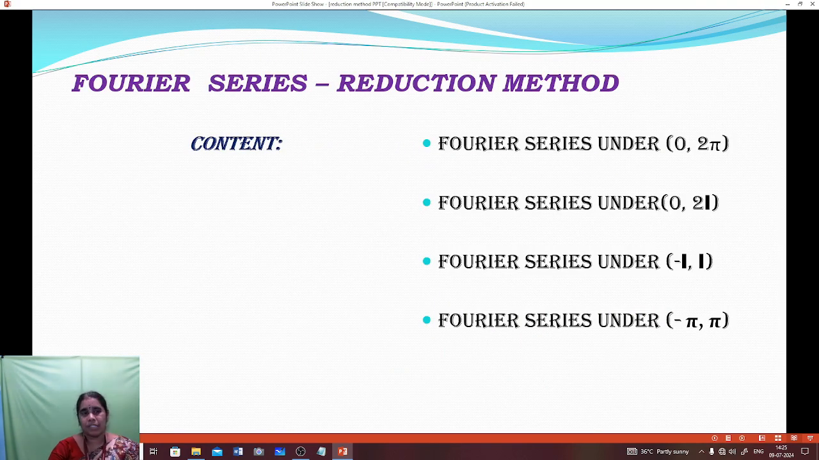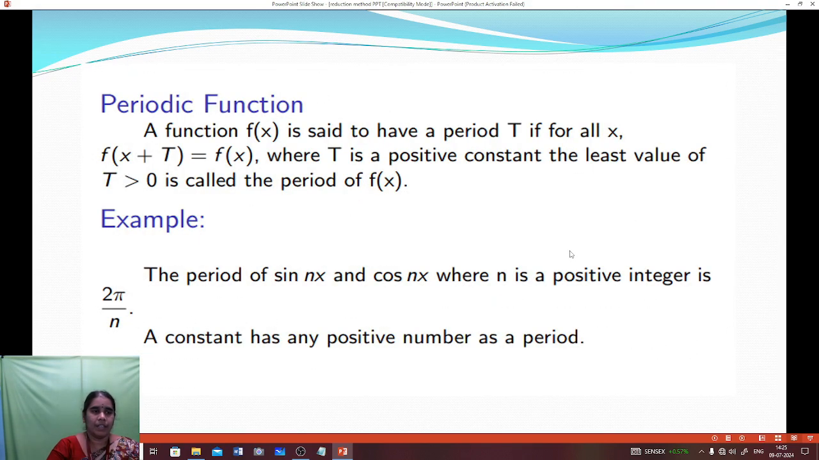The topics I am going to cover in this section are Fourier series in the intervals 0 to 2 pi, 0 to 2l, minus l to plus l. Mainly I am focusing on 0 to 2 pi and minus l to plus l, which will be the same for 0 to 2l and minus l to plus l. Okay. Next, before entering into the Fourier series, we should know some formulas, little formulas.